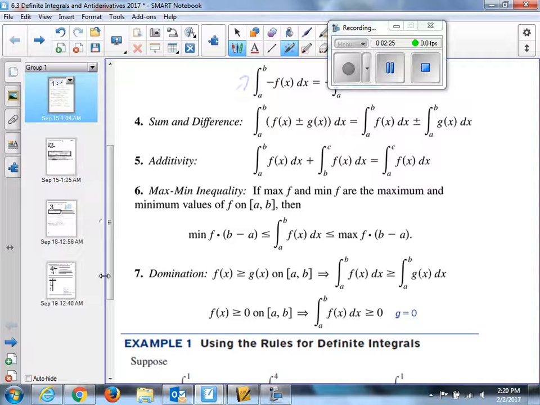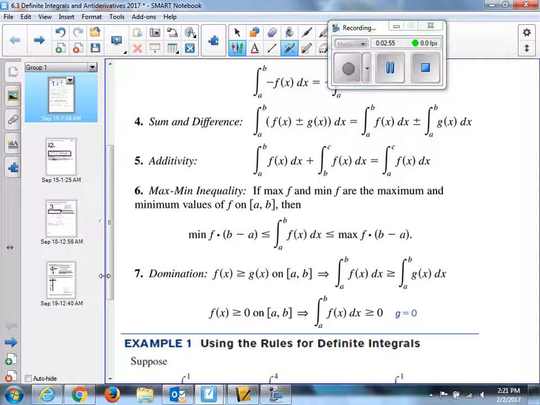Sum and difference. If you're taking the integral of something like x squared plus 2x, that's the same as taking the integral of x squared, and then 2x separately. Do one integral at a time. Does that make some sense? It's like differentiating, right? You can take care of each thing.